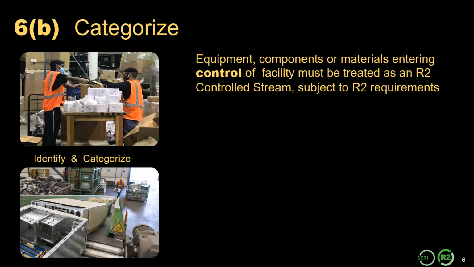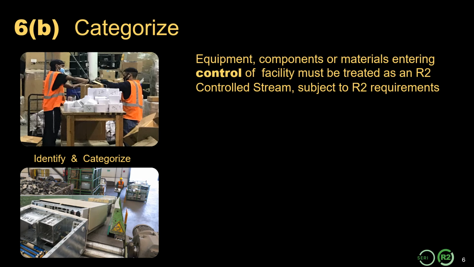The next main section of Core 6 deals with categorization. When equipment, components, or materials enter the control of an R2 facility, they are in an unknown state, so they must be treated as an R2-controlled stream. An R2-controlled stream is defined as electronic equipment, components, or material streams that are subject to the requirements of the R2 standard for processing and disposition.